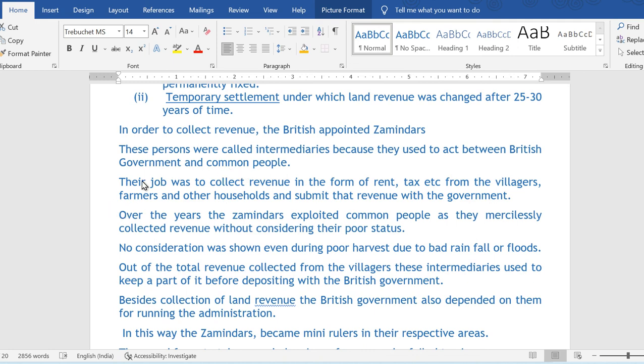Their job was to collect revenue in the form of taxes and rents from villagers, from farmers, and other householders, and they had to submit this revenue to the government. Over the years, the zamindars exploited the common people as they mercilessly collected revenues without considering their poor status. No consideration was shown even during poor harvest due to bad rainfall or floods. Out of the total revenue collected from the villagers, these intermediaries would keep a part of it before depositing the rest with the British government.